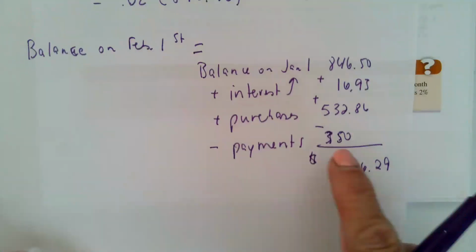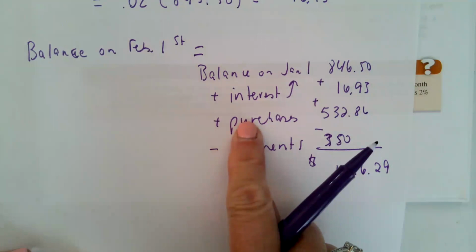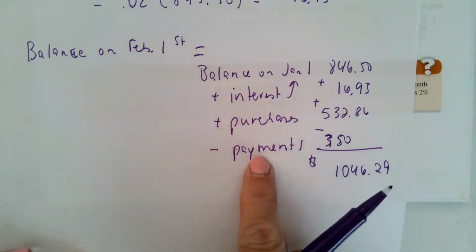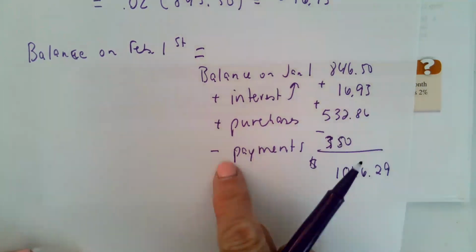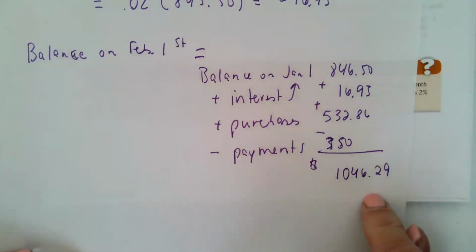Now, the unpaid balance method, you pay interest on the unpaid balance that you end up with at the beginning of the month. And it doesn't matter when the purchase is made during the month, and it doesn't matter when the payments were made. It's just total purchases go toward your balance and total payments get subtracted from your balance. So this would be the new balance on February 1st.